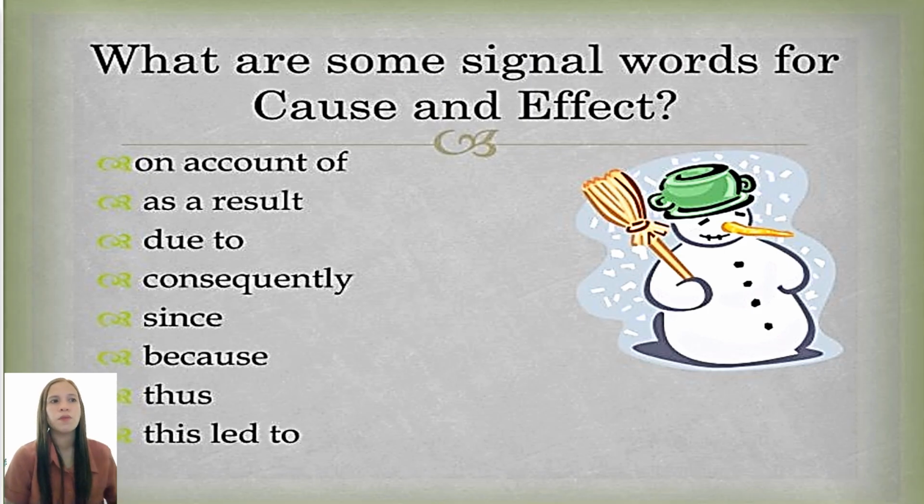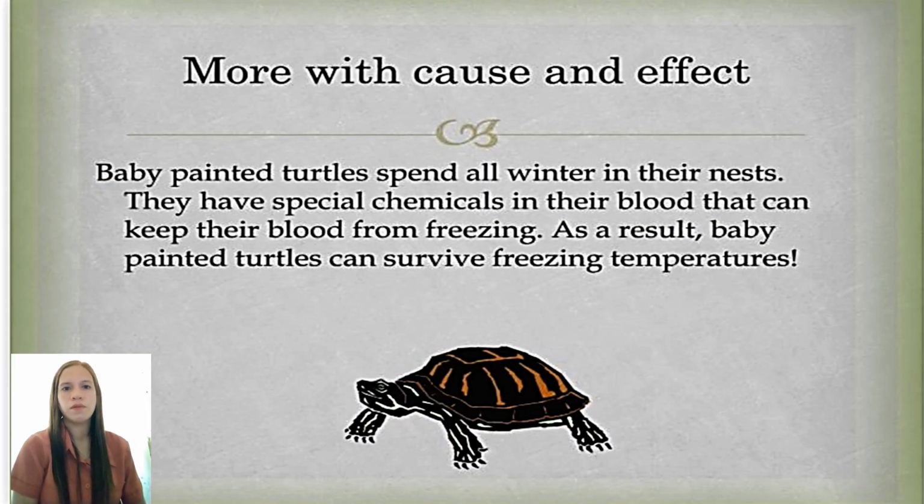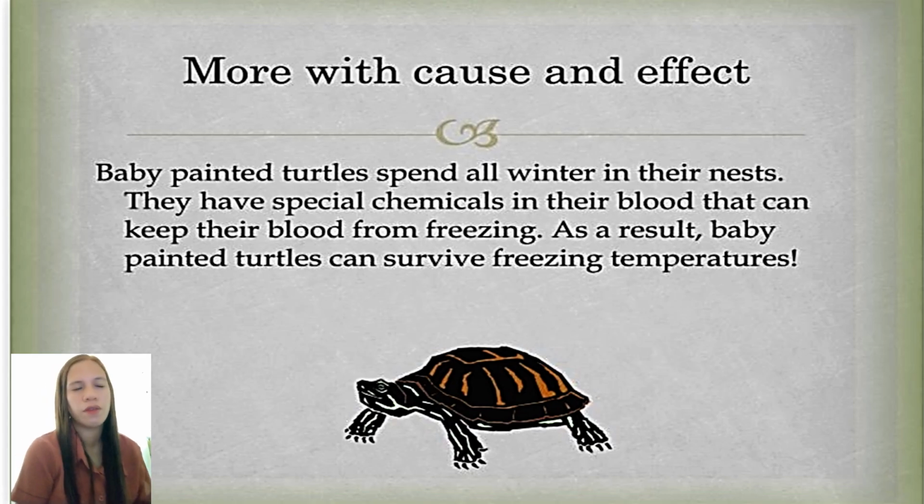What are some signal words for cause and effect? First, we have on account of, as a result of, due to, consequently, since, because, thus, this led to. For example, we have the given situation. So we are going to determine which of the scenarios is the cause and which is the effect.